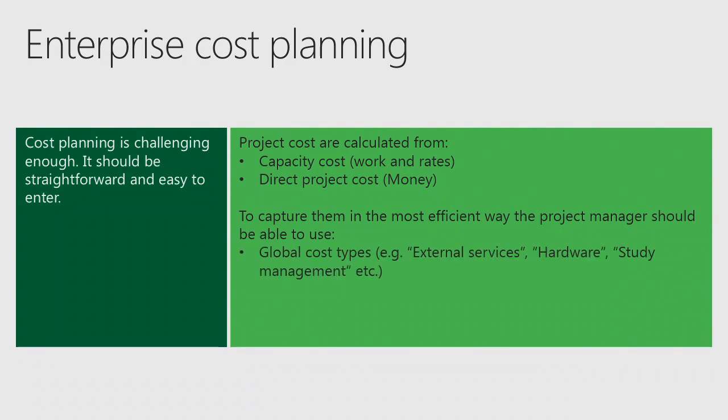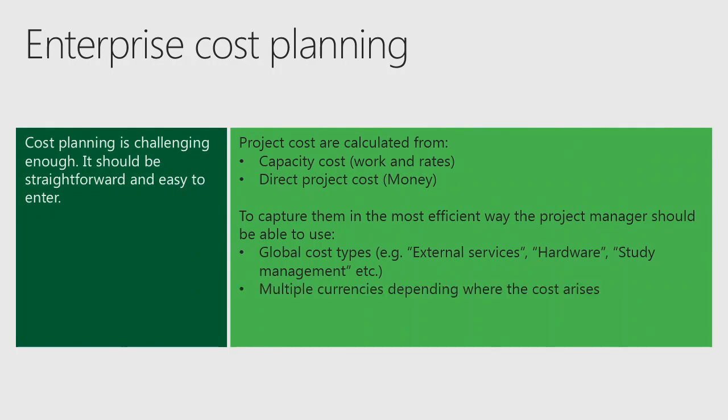So they should be able to use global cost types, and this really seems to be mostly harmonized, even at the company, let's say, across all the different business units. There is always something like external services, like hardware, like study management, whatever it takes. So this is really what resources do I charge? Where do I spend money for? And this really helps in being harmonized.